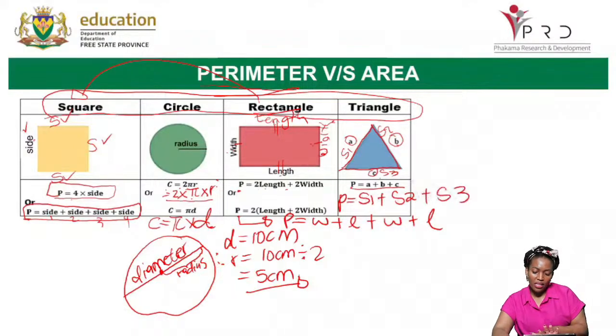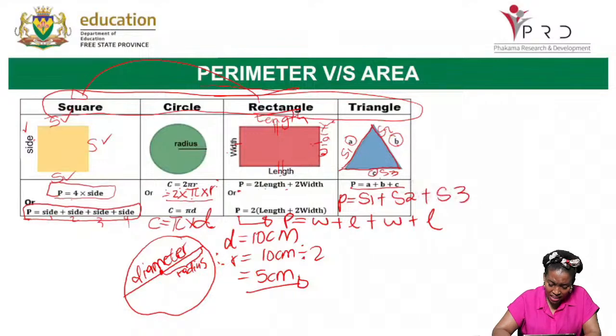The beauty of this section of calculating the perimeter, area and all the others is that you don't have to memorize the formulas. The formulas will always be provided to you in the exam. So whenever you have to calculate, the examiner will also give you a formula. So you don't have to worry about that.